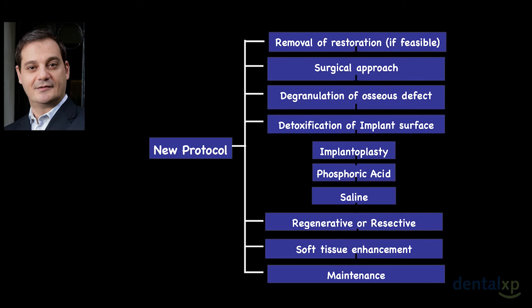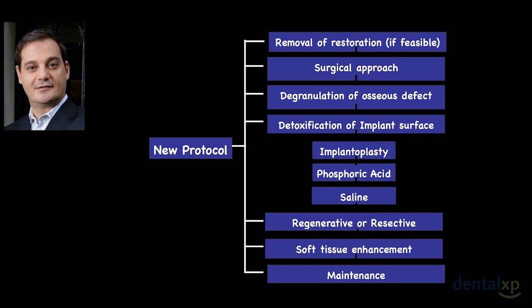And the detoxification that we follow is very simple. We will do an implantoplasty. And what I mean by implantoplasty, we are polishing the surface of the implant. And after we finish that, we take phosphoric acid and we apply it up to 1 minute. And then we will rinse everything copiously with saline to eliminate any residue of phosphoric acid.